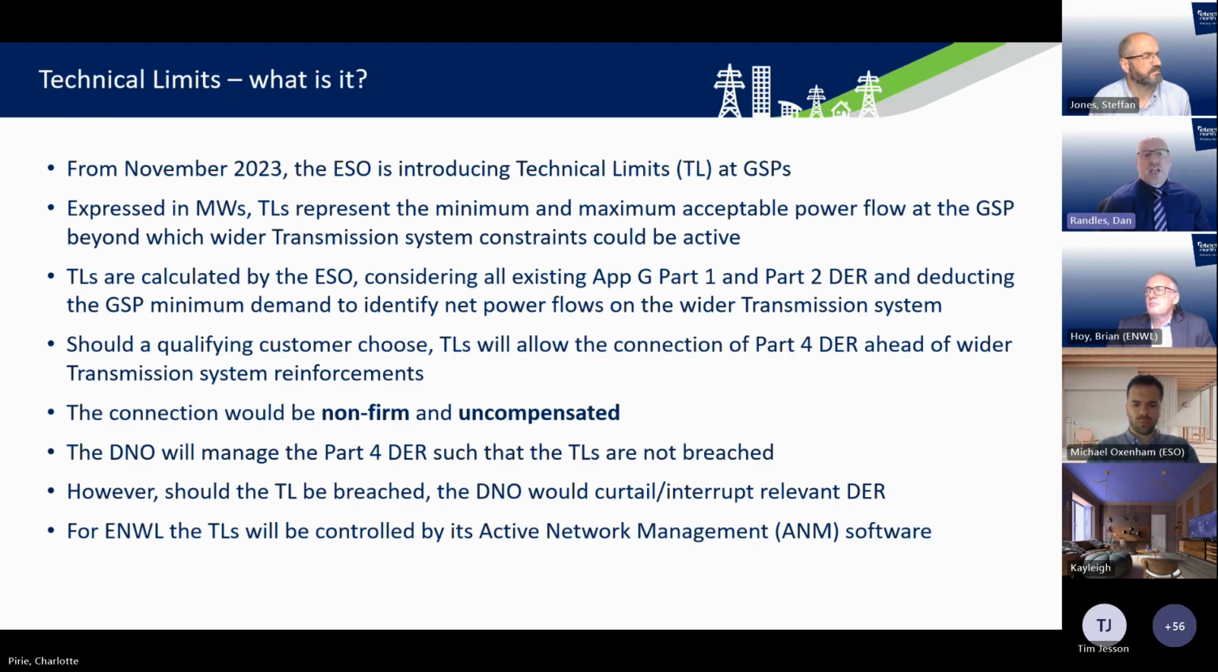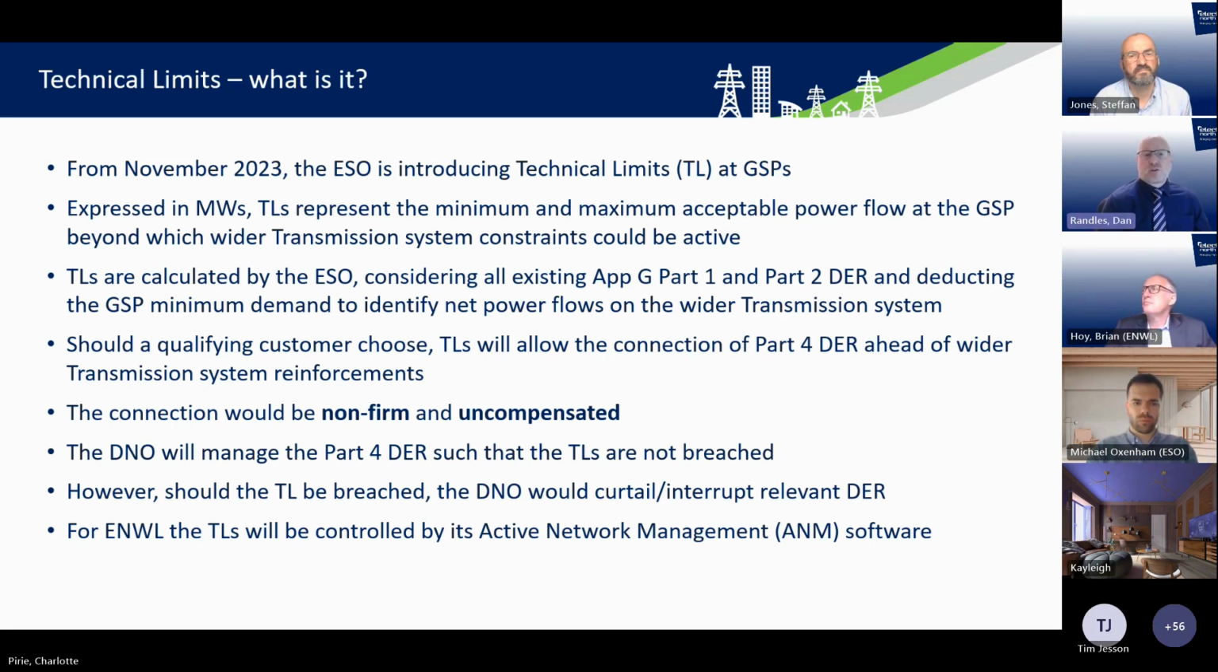The limits are calculated by the ESO, and it uses data within its App G Part 1 and Part 2 customers. So these are the ones that are connected or consented to connect. And then it also looks at the minimum demand at that GSP. This is the demand data that's provided by the DNO during the annual data exchange process. And the ESO uses that information to work out what these net power flows are on the wider transmission system.